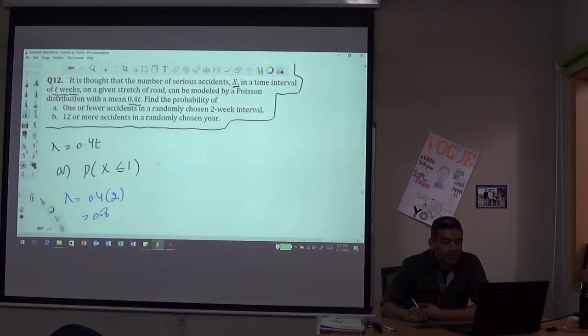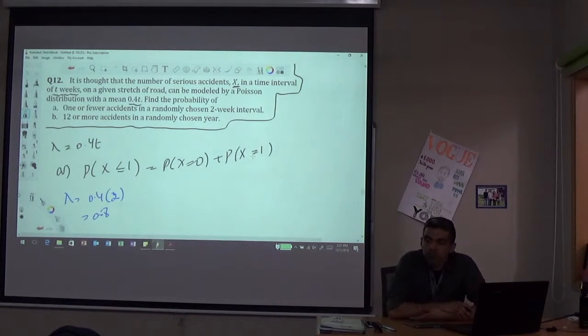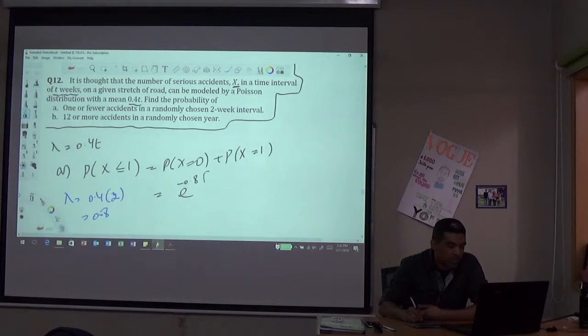We know less than or equal to 1 would mean the probability of 0 plus the probability of 1, right? Less than or equal to 1, 0 and 1. We take the e out just to ease our calculation.